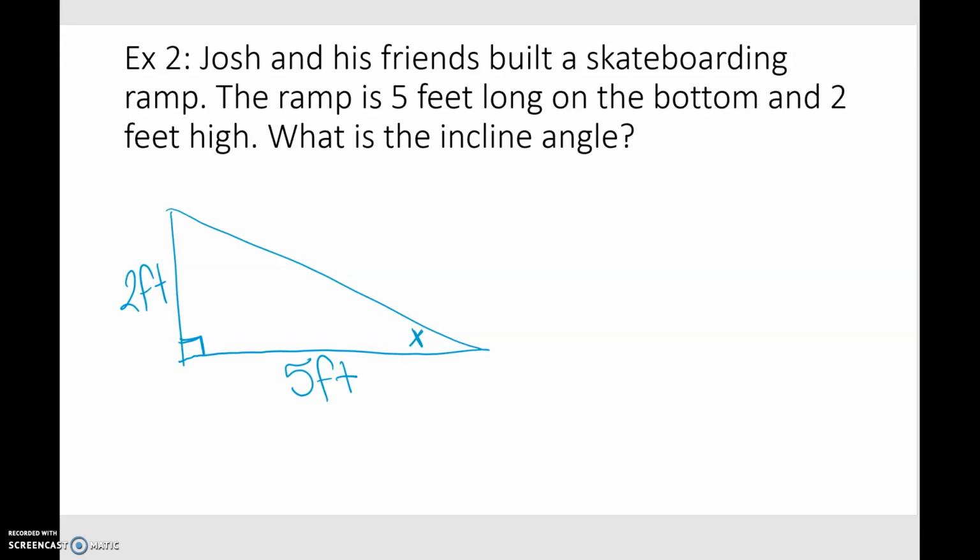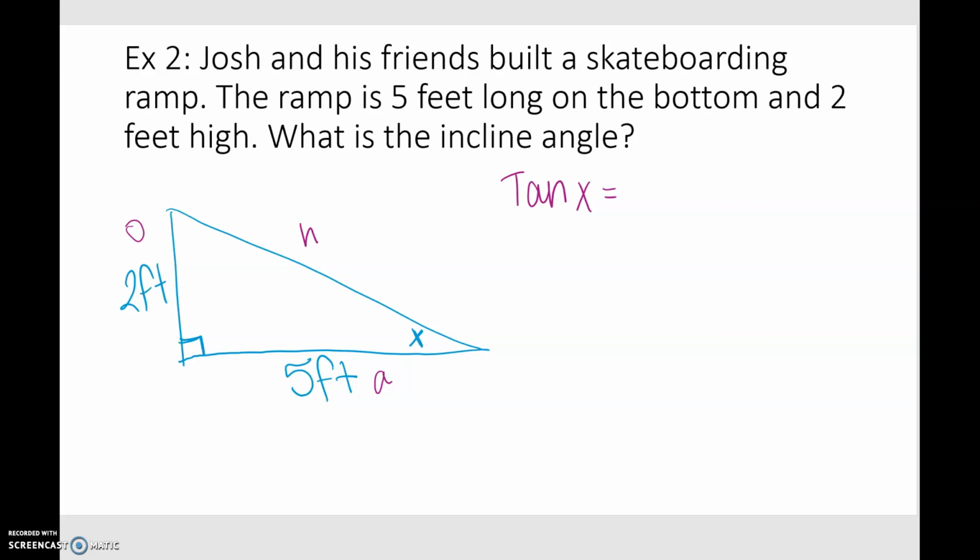So now we need to decide, are we using sine, cosine, or tangent? What do we got here? If this is the right angle, this would be the hypotenuse. Here's the angle we're looking for. Across from it is our opposite, and touching it is our adjacent. So we have the opposite and adjacent, which means we're going to be using tangent.